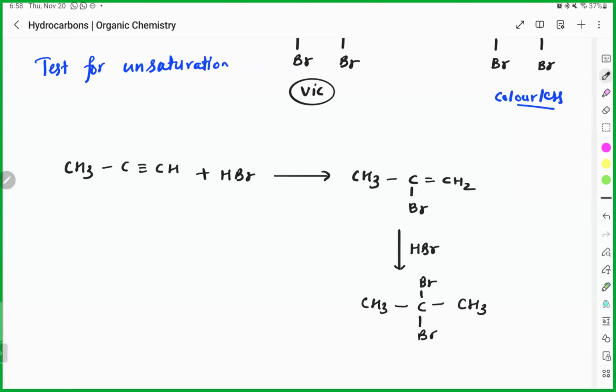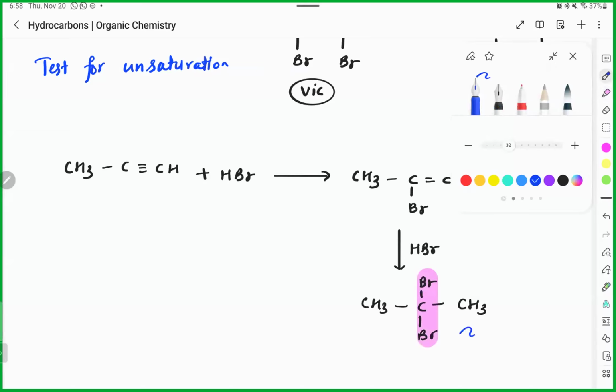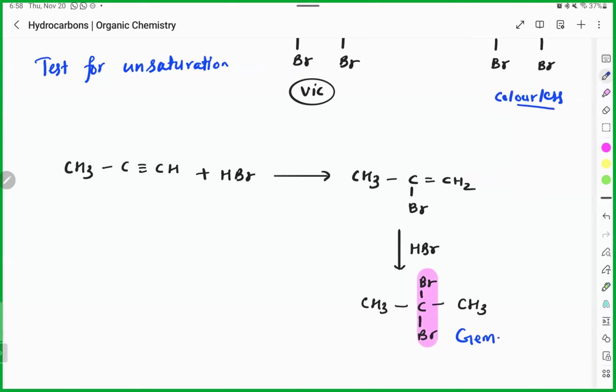Remember, here it looks like geminal. Why? Both the halogens are present on the same carbon. But what is the reason? Markovnikov rule. Correct? Markovnikov.